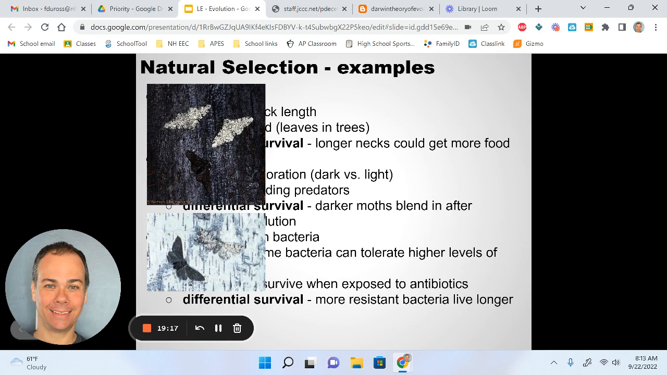amoxicillin. What kind of drugs are those? They're antibiotics. An antibiotic is a special drug that kills bacteria. So that's why you're getting it, because it's going to kill the strep bacteria in your throat.